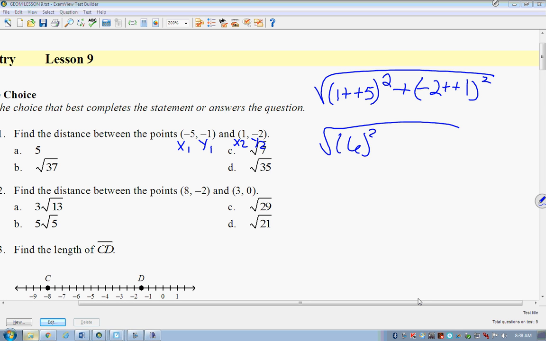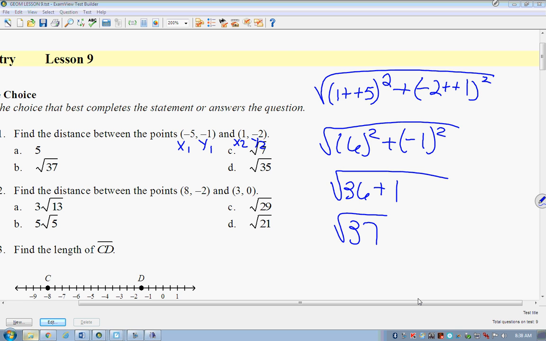I'm just going to keep this. We could do some of these steps all at the same time, but we're just going to see how they break down. -2 plus 1, -1 squared. Okay, let's come down to our next step. What's 6 squared? 36. What's -1 squared? So I wind up with square root of 37, and because 37 is prime, we can't simplify that. It's just simply square root of 37, right?